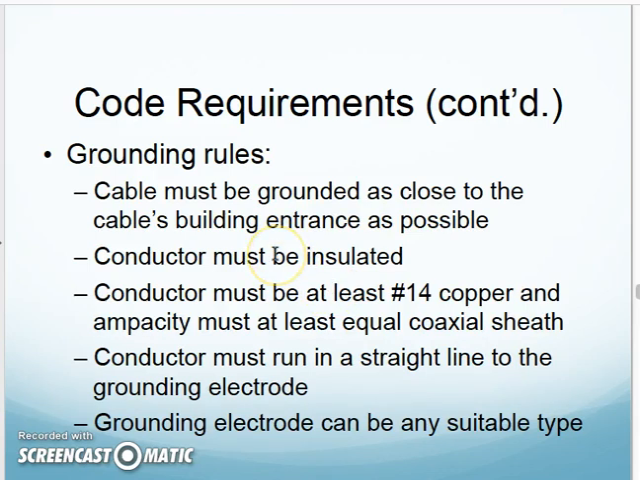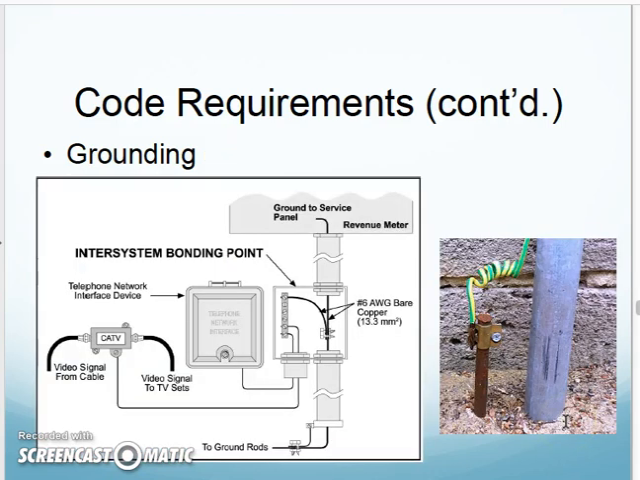Yep. Connector must be insulated. Yep. They give us a 14 gauge copper. An ampacity must be at least equal to the coax sheath. Yes. Must be a straight line to the grounding electrode. Yes. Grounding electrode can be any suitable type. That is acceptable. Okay. So along with my telephone being grounded, my cable TV needs to be grounded.